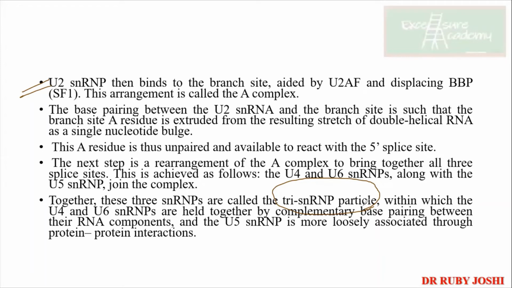So what is the takeaway message over here? You have the E complex, A complex, right? Now in the A complex, you have the bulged A site readily available for the attack. So for this, we need this tri-snRNP particle, which is made up of U4, U5, and U6. Clear? Now let's move ahead.